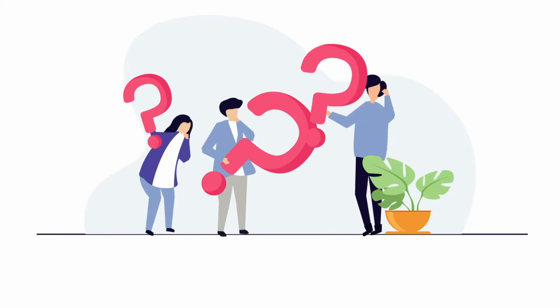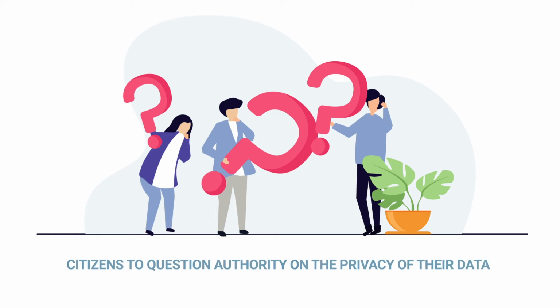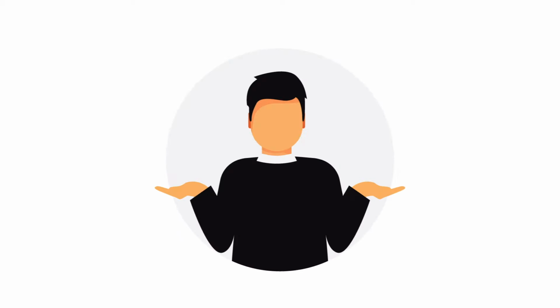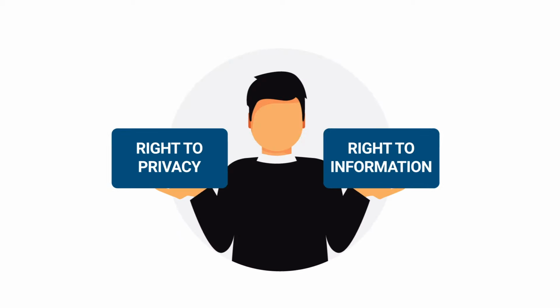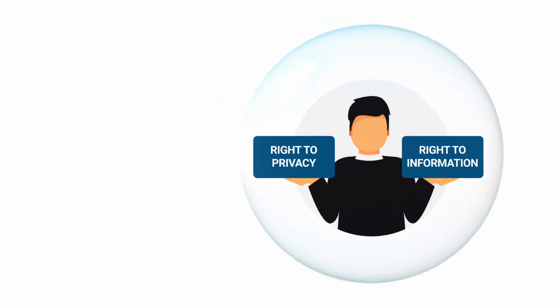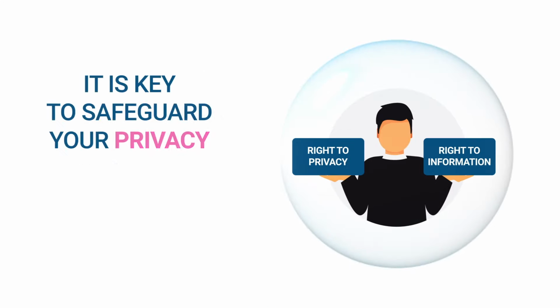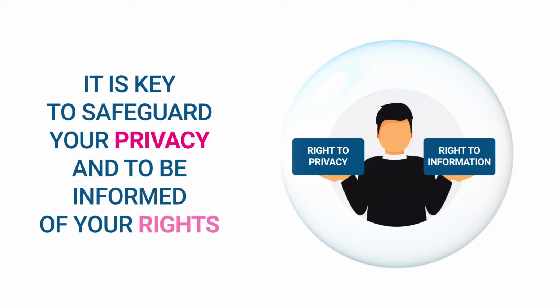Citizens should be able to question what institutions and the government do with their personal information and ensure there is accountability. Proper laws can help to balance privacy with the right to information, and both these rights can be exercised meaningfully. It is key to safeguard your privacy and to be informed of your rights.